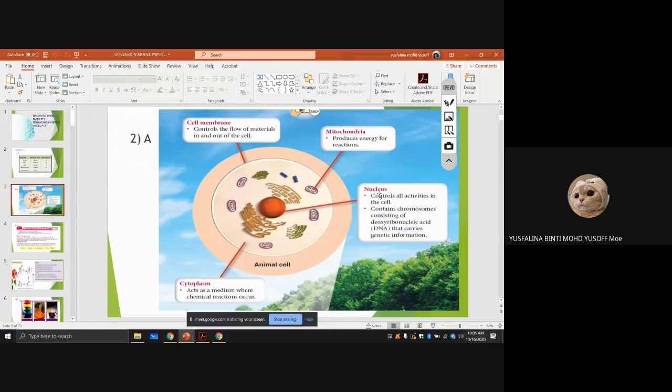The nucleus controls all the activities in the cell, and it also contains DNA that carries genetic information. So that is the function of the nucleus. This is a mitochondria, which produces energy for reaction. This one is a cell membrane, which controls the flow of materials in and out of the cell. The dotted part is the cytoplasm, which acts as a medium where chemical reactions occur.